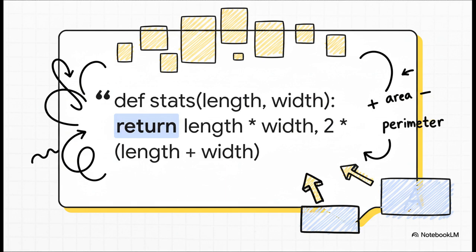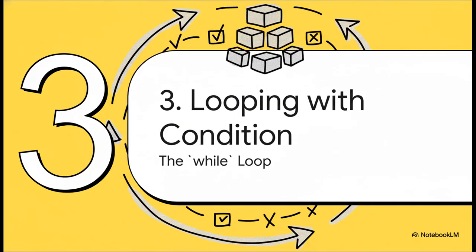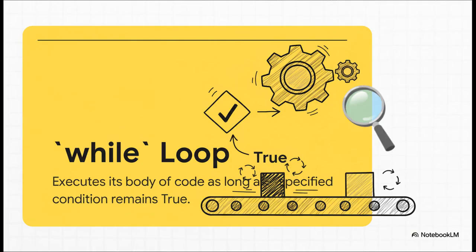I mean, how clean and efficient is that? All right, so functions solve the problem of repeating yourself. Awesome. But what if you need to do something multiple times in a row, but only while a certain condition is true? For that, we need our second major tool, loops. So meet the while loop.